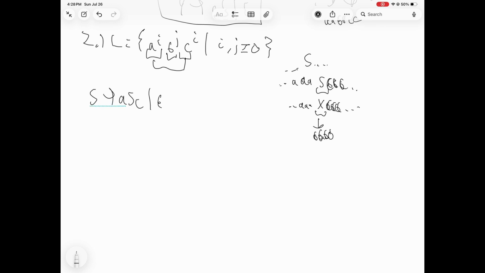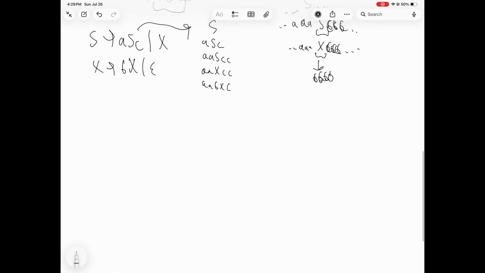Not quite. Instead, we're going to think of our terminating case as X, and then X would be all of our B's. Okay, let's think about it. S, A, S, C, A, S, C, C, and then maybe it gets replaced with an X, A, X, C, C, and then we have A, B, X, C, C. Don't want it to be capital C's. Okay, A, B, C, C.